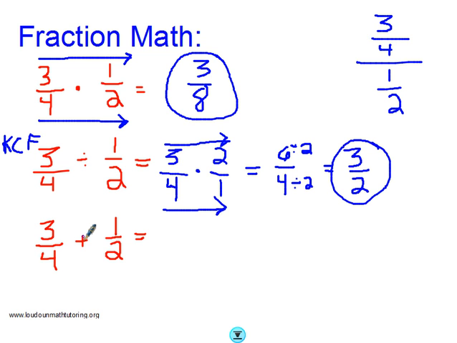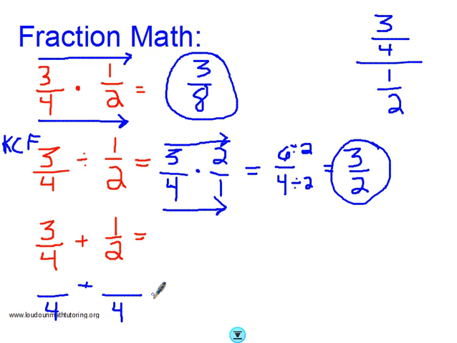Now, when you add fractions, it's a little bit more difficult because you can't just add across. You cannot add across. Okay, you have to have a common denominator. Common denominator of 2 and 4. Think of it as the least common multiple. Okay, 4 times 1 is 4. 2 times 2 is also 4. They have a common multiple of 4.